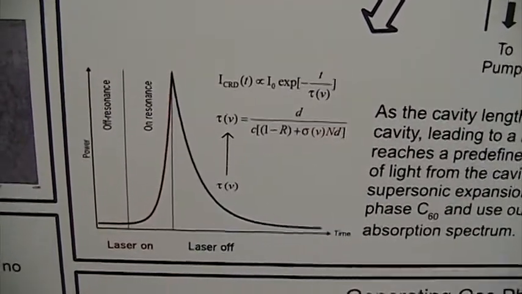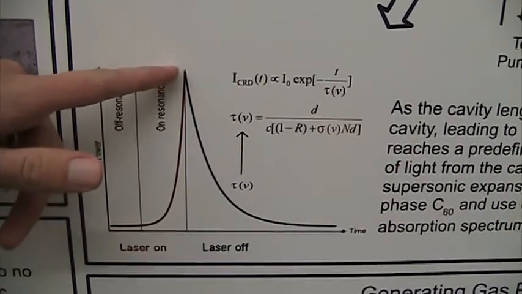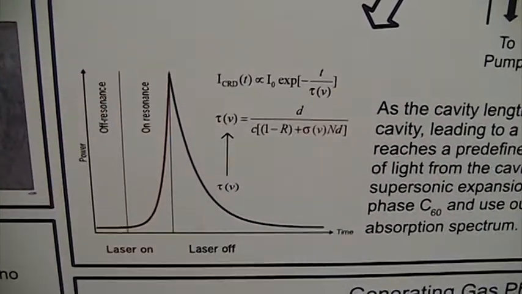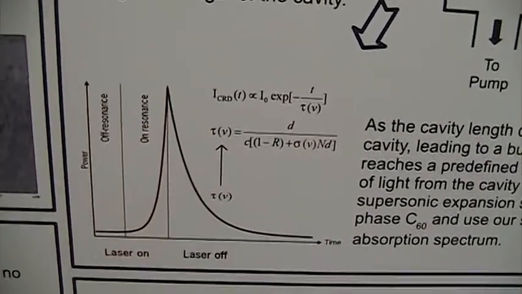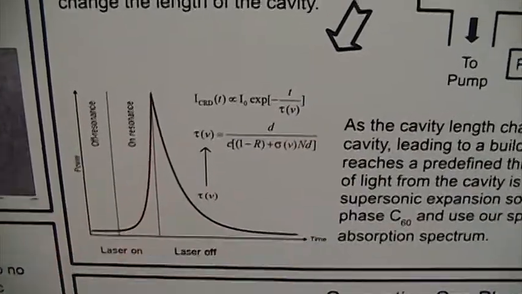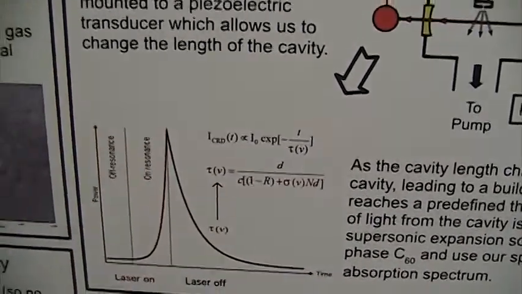Now we have a comparator that tells us when we reach a certain threshold to turn off the AOM, which turns off the light to the cavity, and we watch how the light comes out of the cavity, the decay of light from the cavity. That's an exponential decay. The time constant of that decay is proportional to the absorption of any molecules inside of the cavity, and that's how we obtain our spectrum. This is what is known as cavity ring-down spectroscopy.